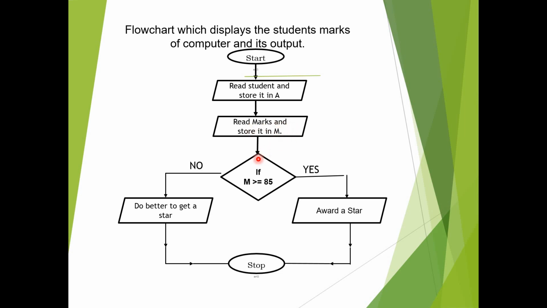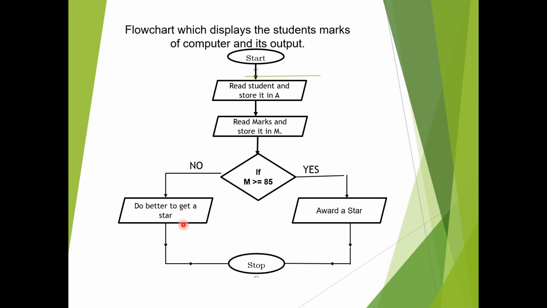Okay. Now in this diamond symbol, it is analyzing. It is making decision over here in this diamond symbol. If M, that is marks, is greater than or equal to 85, 85-നേക്കാളും greater ആണോ അല്ലെങ്കിൽ equal to 85 ആണെങ്കിൽ, if it is yes, award a star. Okay. If marks is greater than or equal to 85, award a star. If it is no, do better, it should print the output as do better to get a star.